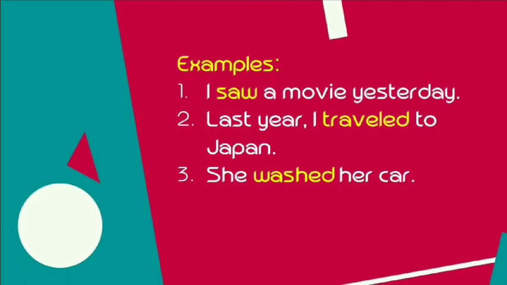Next, last year I traveled to Japan. We use the word traveled, which is the past tense of travel. Number 3, she washed her car. We use the word washed, which is the past tense of wash. As you could observe, things already happened in the past. We have yesterday, we have last year. However, in number 3, there is no time signal, but the writer has a specific point in mind that it happened before.